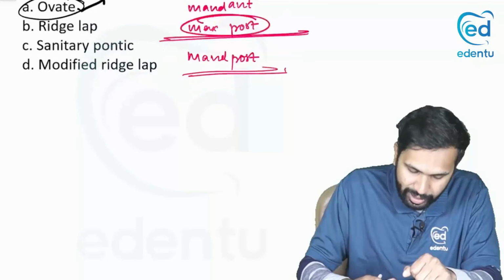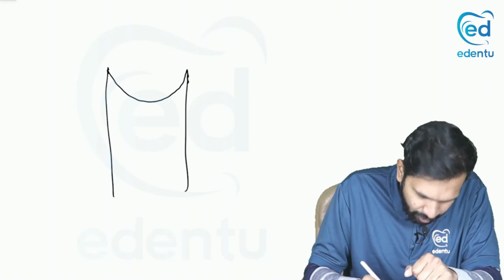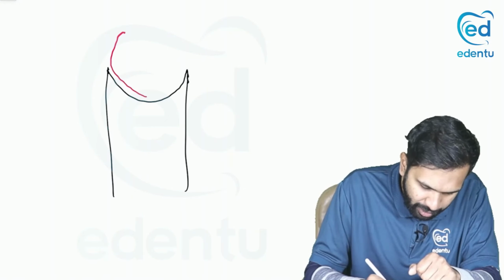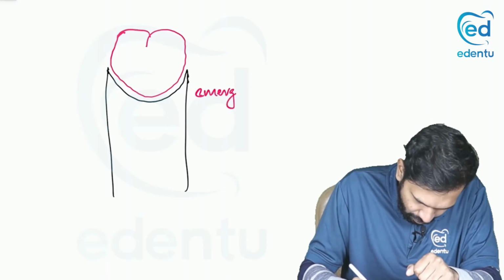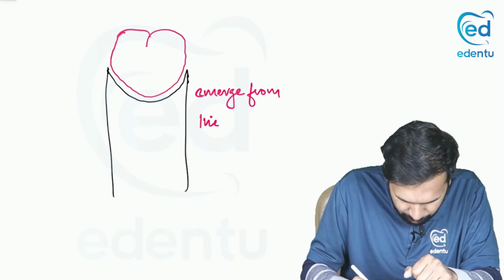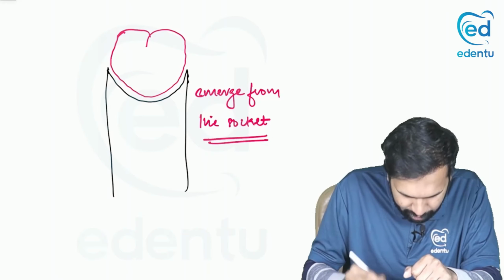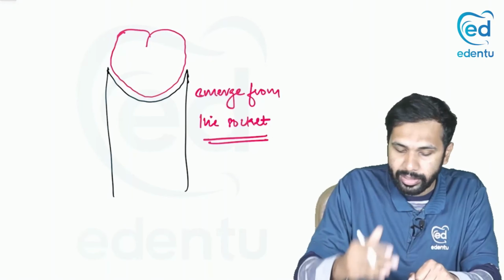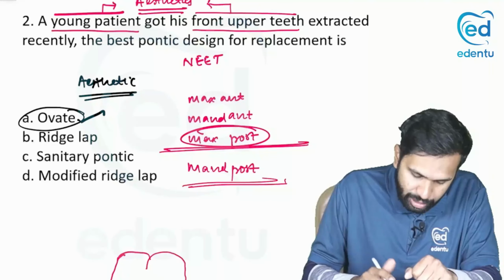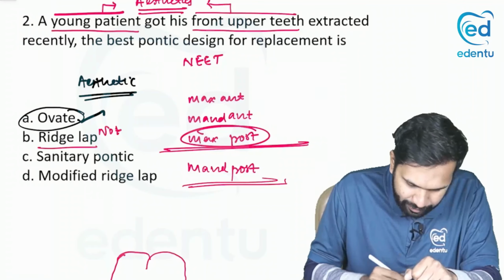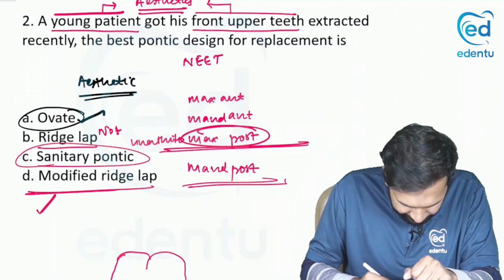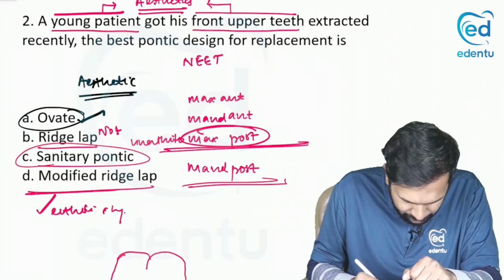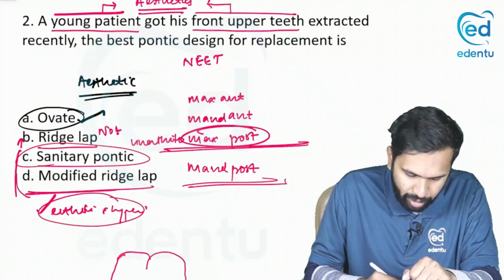Ovate Pontic is the most aesthetic because for an ovate Pontic, you have to surgically create a concavity in the ridge and give a crown like this, so that the crown seems to emerge from the socket. This is the most aesthetically appearing Pontic and is called the ovate Pontic. Right? The ridge lap Pontic is not preferred. Saddle Pontic, sanitary Pontic is highly unaesthetic. Modified ridge lap, yes, it is aesthetic. It is also hygienic, it is very good, but not as hygienic as the ovate pontic.